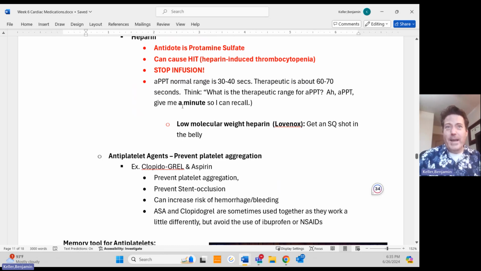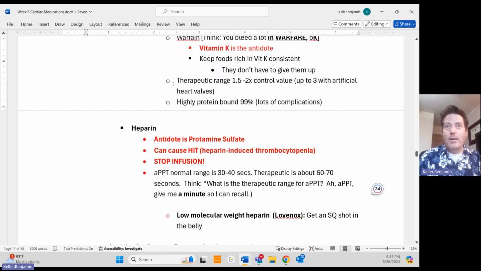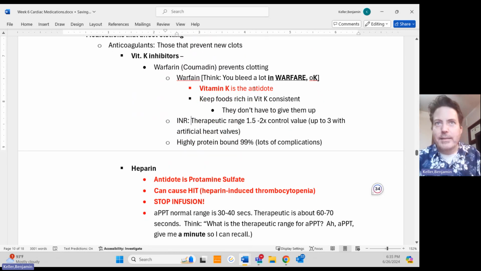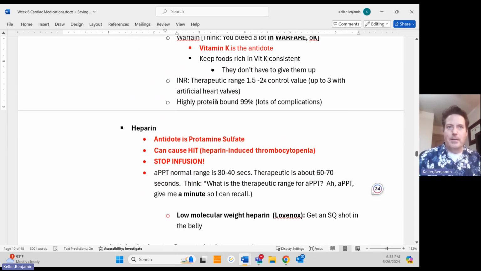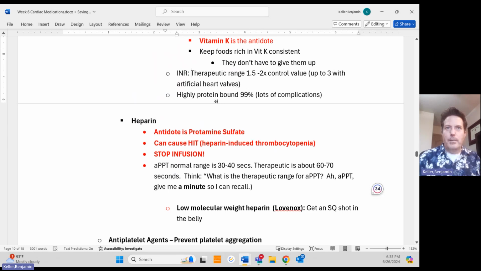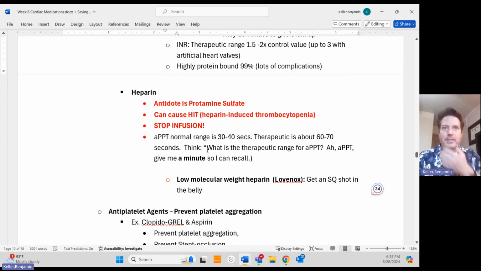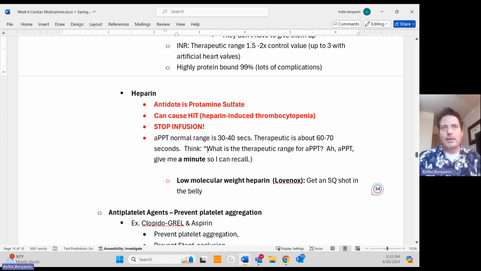You usually measure heparin with aPTT, and INR is the therapeutic measure for warfarin. I should write this in here. You can think about that because it's IN for warfarin. And then aPTT has a P in it, and heparin has a P in it, and so does aPTT.